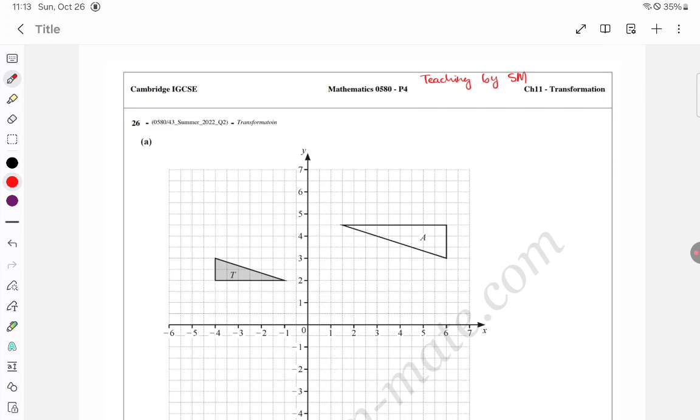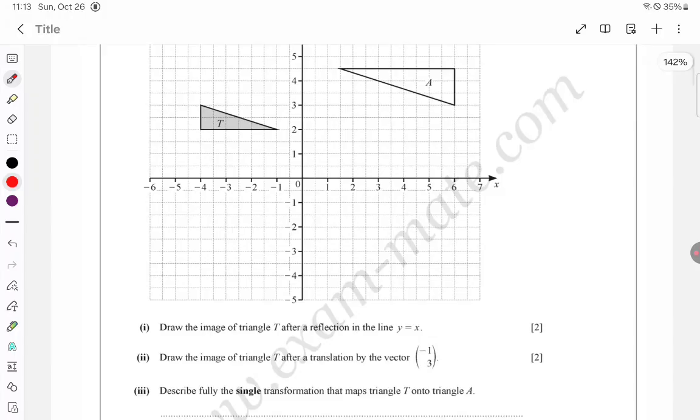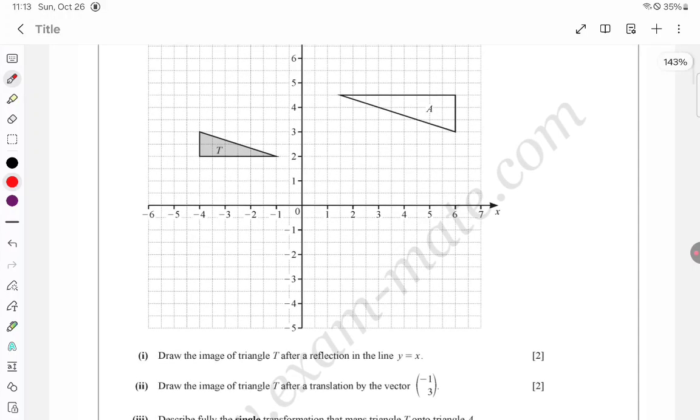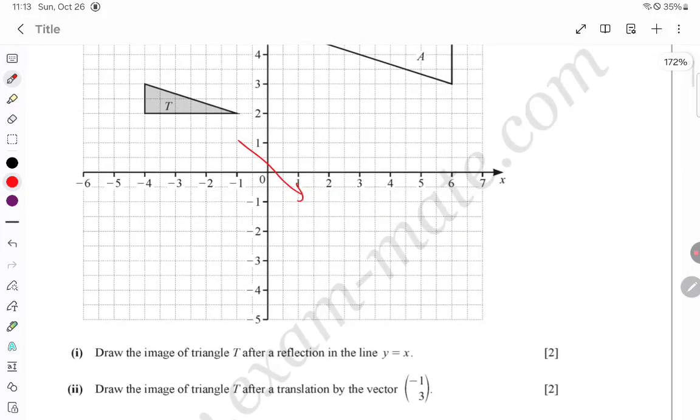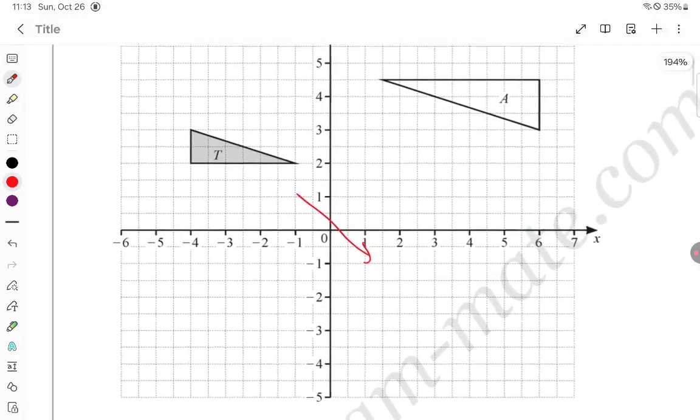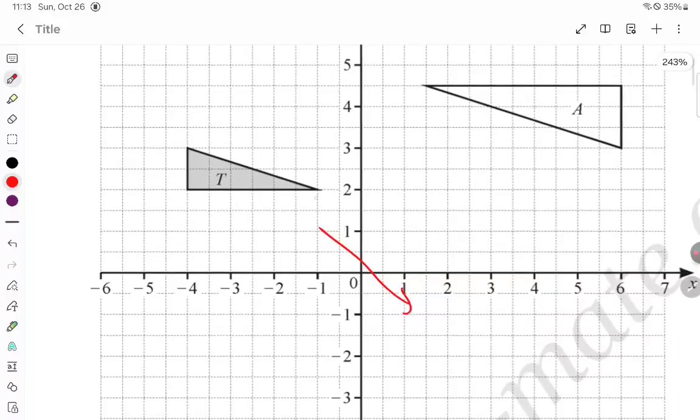So in question 26 part A, first, draw the image of triangle T after a reflection in the line y equals x. When y equals x, it means we have to shift to the opposite side, to the fourth quadrant, where x becomes y. For that, first we have to know the coordinates of the triangle T.